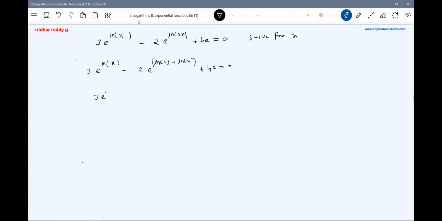So this will become e to the power of 3 into e to the power of log x. Let me keep it as it is. This I'll expand using the exponential rule, so this should be written as e to the power of log x plus 4e equal to 0. Let me take e to the power of log x common: 3 minus 2 e to the power of log 2, plus 4e equal to 0.